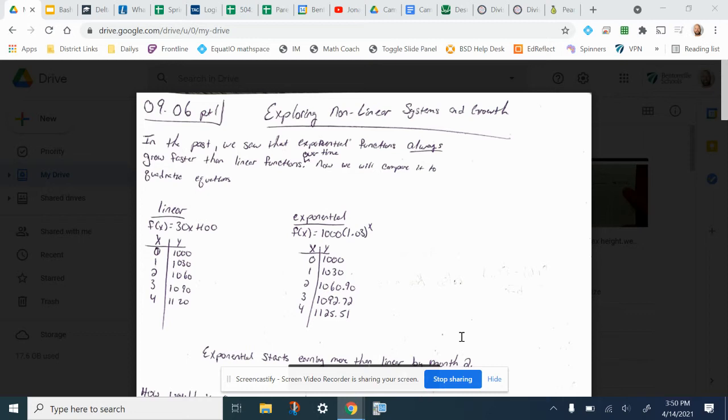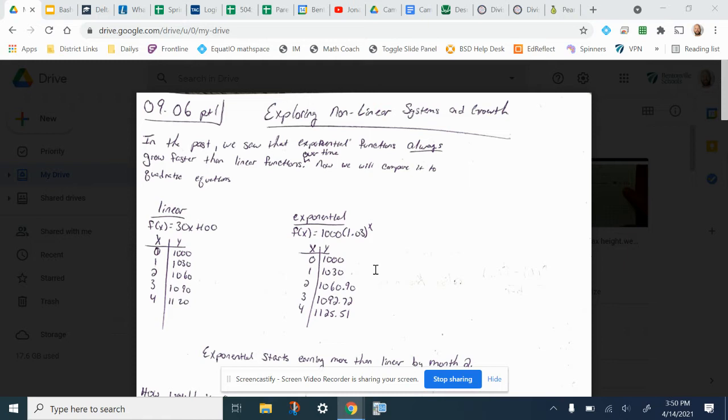All right, everybody, for this particular lesson, we're just going to walk through the teacher notes that are already posted in the teacher notes section on Google Classroom. So a couple of things. One, we're comparing nonlinear systems and growth, right? Growth is about how high vertically something changes relative to its horizontal movement, okay? So how quickly is it climbing on a graph?